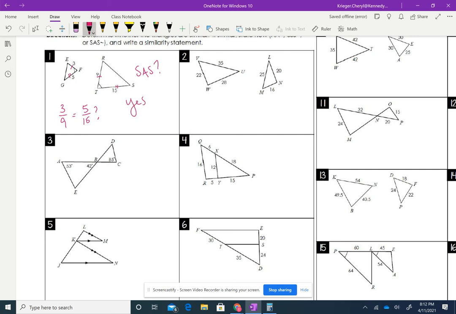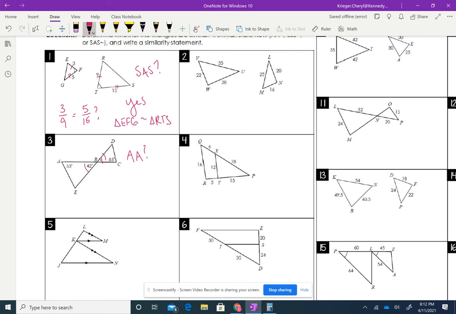I will say EFG is similar to RTS. Number 3, well, they don't give us any side lengths, right? So they would have to give us angles. So let's say angle similarity, and we'll check. I like the angle ones.